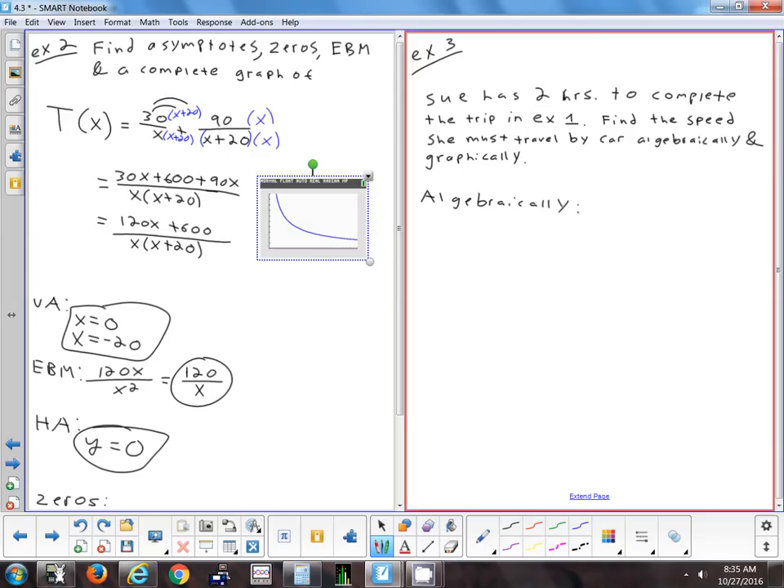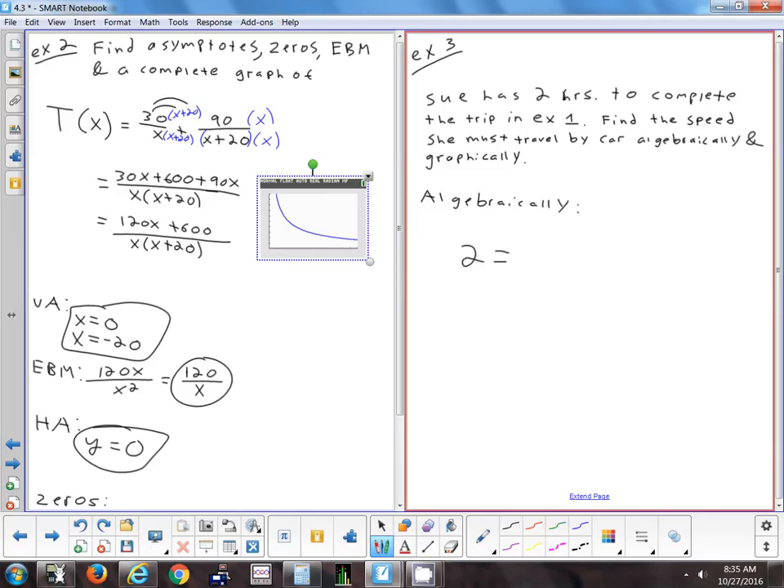Okay, how would I find the speed it's going to take to complete the trip in 2 hours algebraically? Think about where would 2 get plugged in? Does it get plugged in on the left, or does it get plugged in for x? Yeah? For t of x, yeah. Plug it in for t of x. It doesn't matter which version you use. I'm going to use the one that already has a common denominator because I think that'll save me a step.